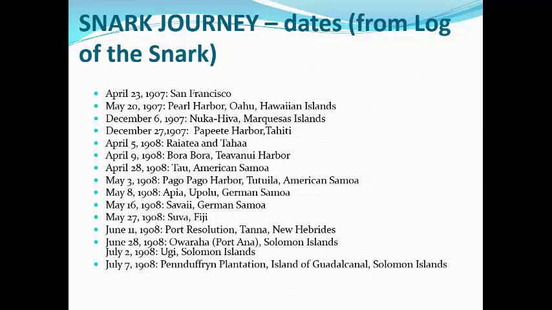Then on April 5th, 1908, they went to Raiatea in Taha, and then on April 9th, 1908, they were in Bora Bora, and then on April 28th, 1908, they were in Tau in American Samoa. May 3rd, 1908, they were in Pago Pago. May 8th, they were in Apia. May 16th, they were in Savai. May 27th, they were in Suva, Fiji. On June 11th, 1908, they were in Port Resolution, Tanna in the New Hebrides. And then on June 28th, 1908, they were in Oahu, Port Anna, the Solomon Islands. Then on July 2nd, 1908, they got to Ugi in the Solomon Islands.